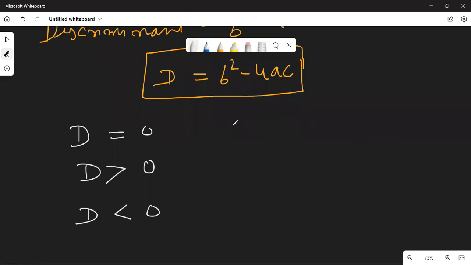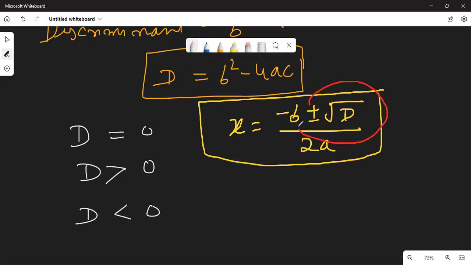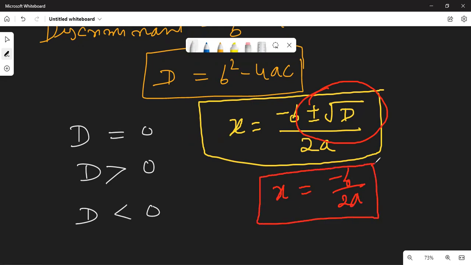So what happens when D is 0? When D is 0, your roots would be x is equal to, the formula was this, no? Minus b plus minus under root D over 2a. So this is the formula. And now if D is 0, that means this part over here becomes 0. So we'll get x is equal to just one value, x is equal to minus b over 2a. That's the situation when we say we have real and equal roots.